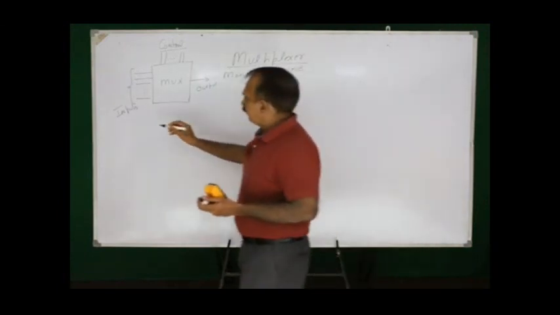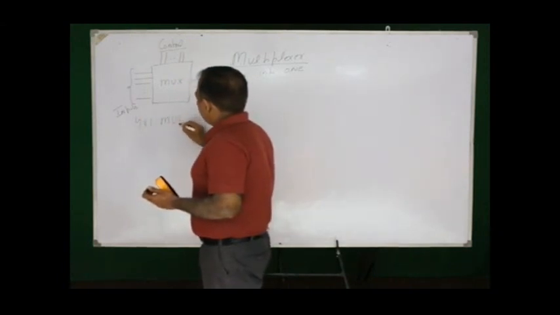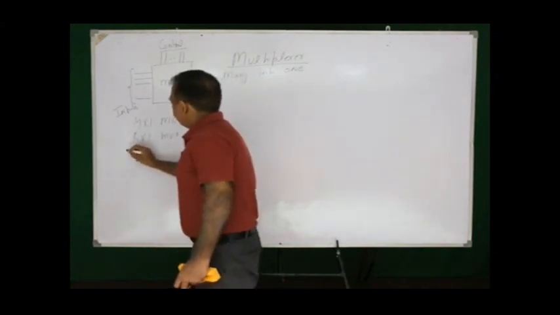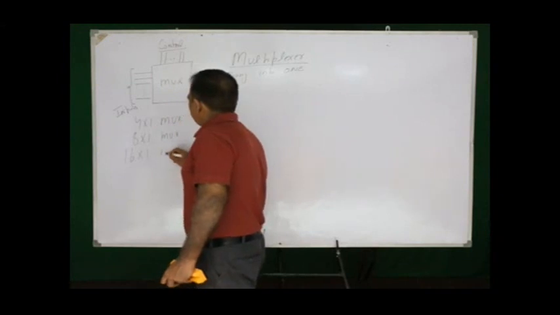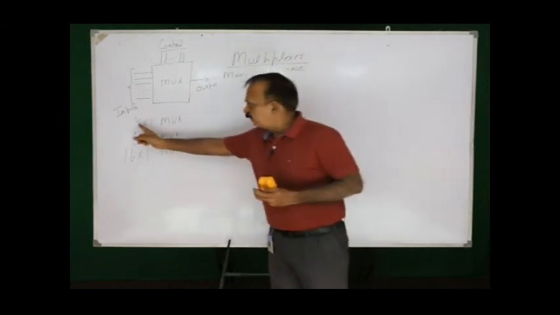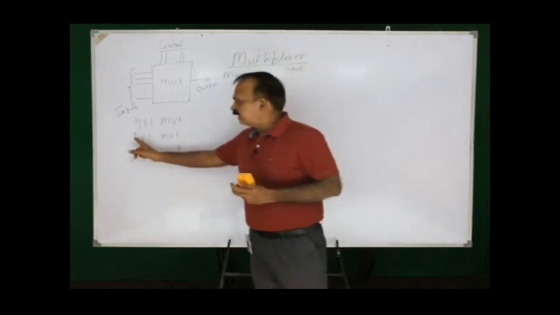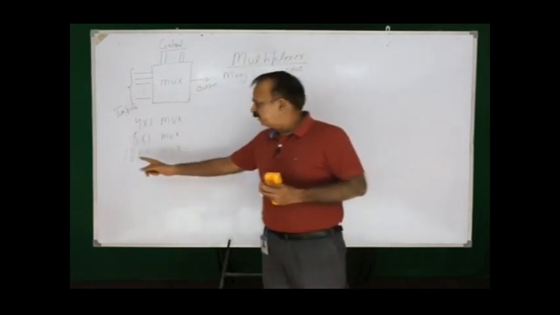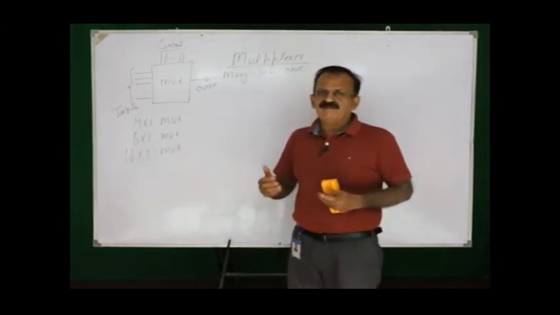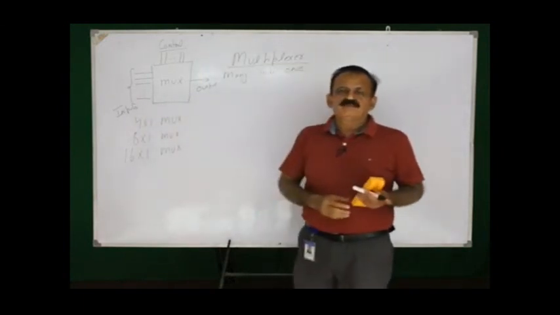There can be multiplexers like 4 to 1 multiplexer, then it can be 8 to 1 multiplexer, or even we can have 16 to 1 multiplexer or more also. So, 4 to 1 multiplexer means it will be having 4 inputs and 1 output. 8 to 1 multiplexer means it will be having 8 inputs and 1 output, and similarly 16 inputs and 1 output. Now, I will be explaining here the circuit and the working of 4 to 1 multiplexer.